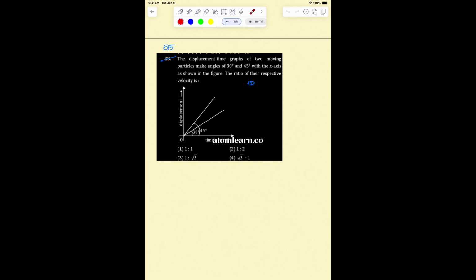What is now the slope, which is given as 45 degrees? Therefore, tan theta is the slope for a straight line. Therefore, tan theta is equal to tan 45 for the first particle. If you call this the first particle and this the second particle, then tan 45 equals 1. Therefore, this velocity here is constant, equal to 1. The velocity here is constant, equal to tan 30. Tan 30 is 1 by root 3.